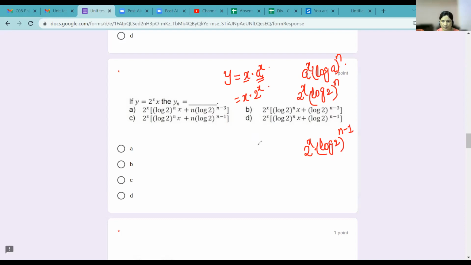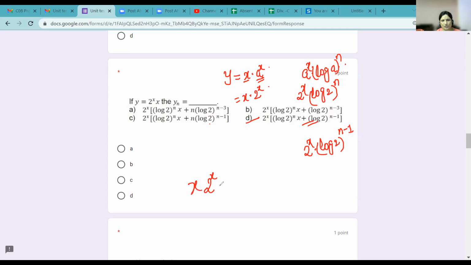Option D. Third, last one, na? Yes. Last one? Option C, ma'am. Ma'am, n is missing in this last. Yes. n into log 2 raised to n minus 1. If you are taking the 2 raised to x common, look at this.